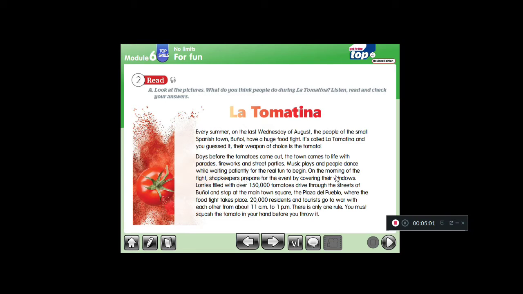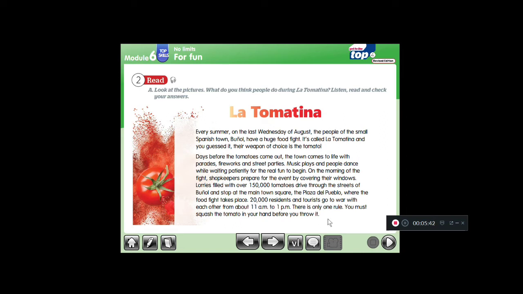Muy bien. On the morning, ¿qué hacen los dueños de las tiendas, the shopkeepers? They prepare for the event by covering their windows. Muy bien, entonces esta fiesta, por supuesto, causa un gran desastre. Por lo tanto, los dueños de estas tiendas tratan de proteger. They cover their windows. Lorries, que hace referencia a los camiones, the trucks, filled with over 150,000 tomatoes. Okay, now, ¿qué otra información podríamos tener? Aquí también tenemos cuánto dura. Where the food fight takes place.